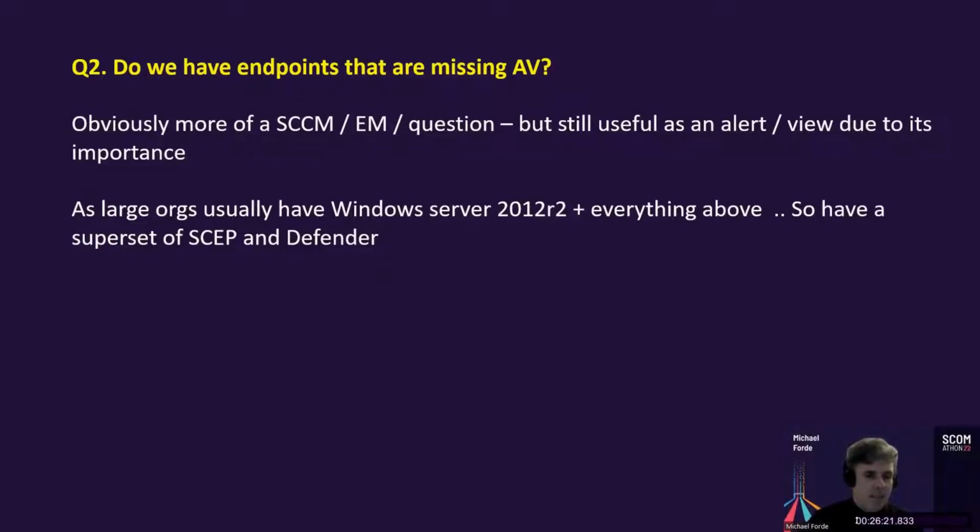More of an SCCM Endpoint Manager question, of course, but useful as an alert. What's funny is that you think we already have this, but if larger organizations are running 2012 R2 and you're running SCEP and Defender at the same time, on the Defender management pack it'll show you everything that doesn't have any antivirus and also SCEP. And if you run SCEP, it'll show you everything that doesn't have antivirus and also Defender. So you need sort of a Venn diagram intersection of both.